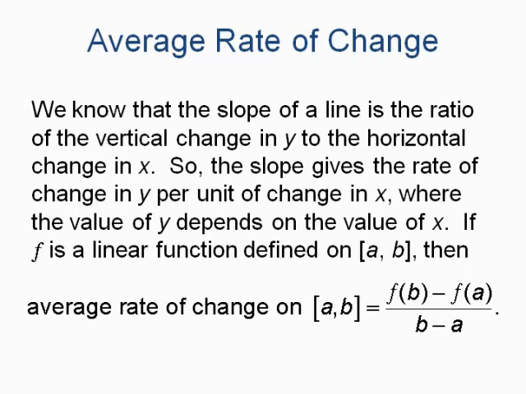If f is a linear function defined on some interval [a, b], then the average rate of change on that interval equals f(b) minus f(a) over b minus a. Now remember, f(b) is a fancy name for what? The y value at that point b, and f(a) is a fancy name for the y value of a.